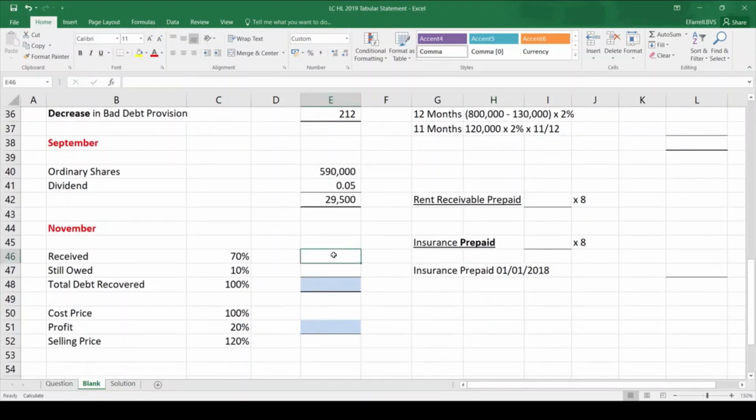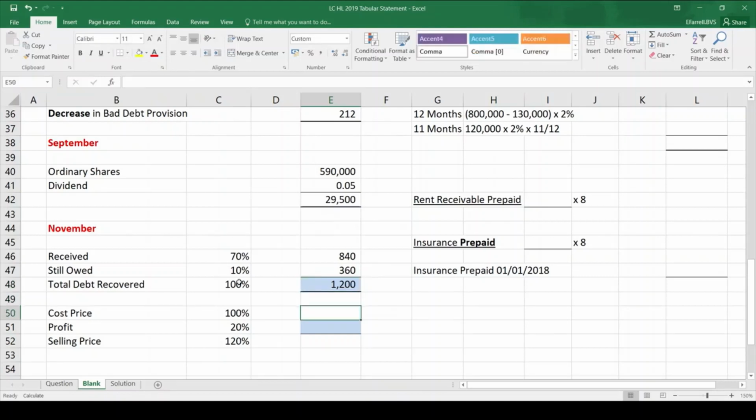So in the question, it says we received €840. And that €840, it says, is 70% of the debt. So to work out what the full debt was, we get 840 divided by 70, multiplied by 100, and the full debt would have been 1,200. Then what he still owes us is the difference, 360.